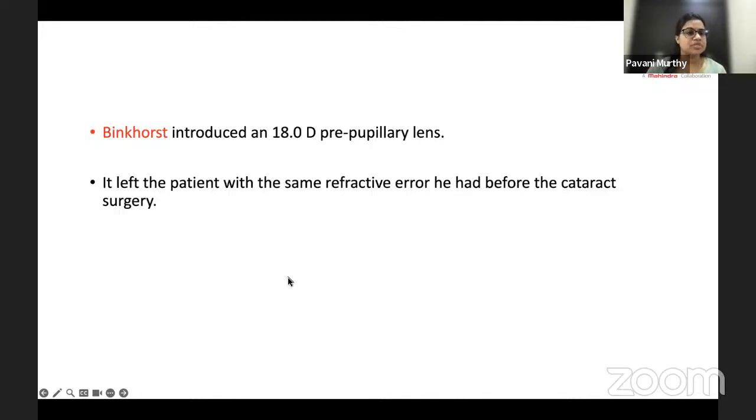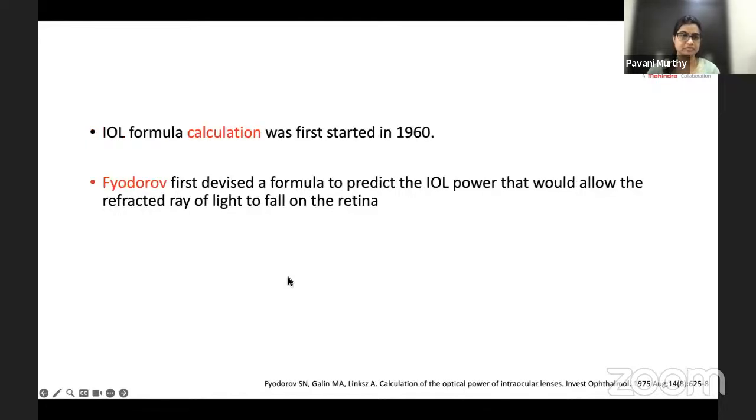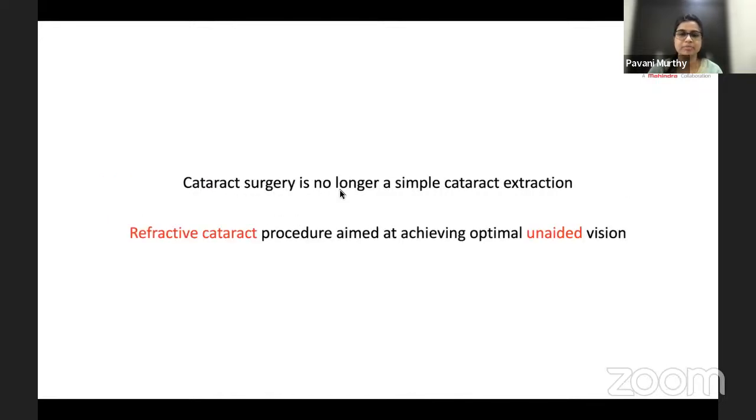Later on, Binkhorst introduced an 18 diopter prepupillary lens, but it left the patient with the same refractive error which he had before the cataract surgery. So the IOL formulae calculation was born. Fyodorov was the first person to utilize a formula for the prediction of the correct IOL power. Nowadays, cataract surgery is no longer a simple cataract extraction. It has become a refractive cataract procedure aimed at achieving optimal unaided vision.